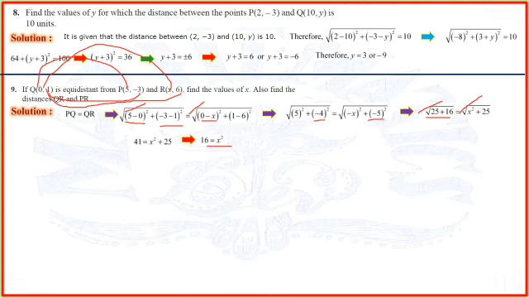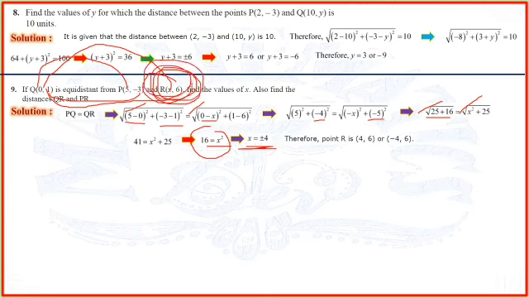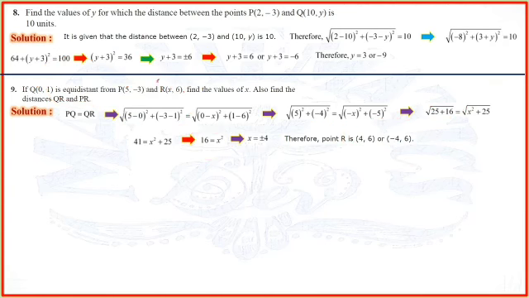Either x is equal to plus 4, and then the value of this y will be 6 only, (4, 6), and then the value of another: (minus 4, 6). So (plus 4, 6) and (minus 4, 6), these are the 2 points we were looking for. Therefore point R is either (plus 4, 6) or (minus 4, 6).